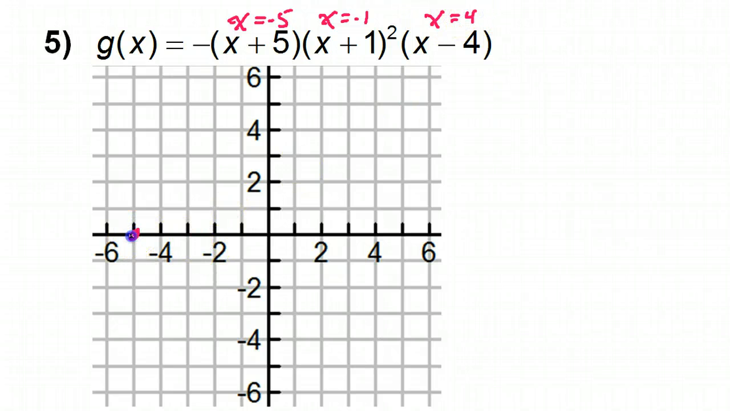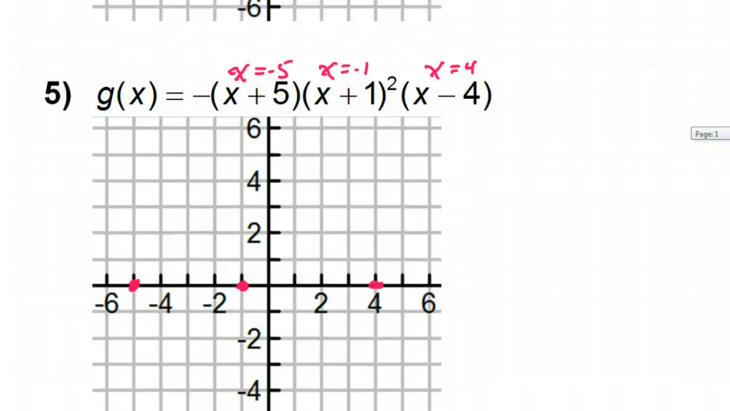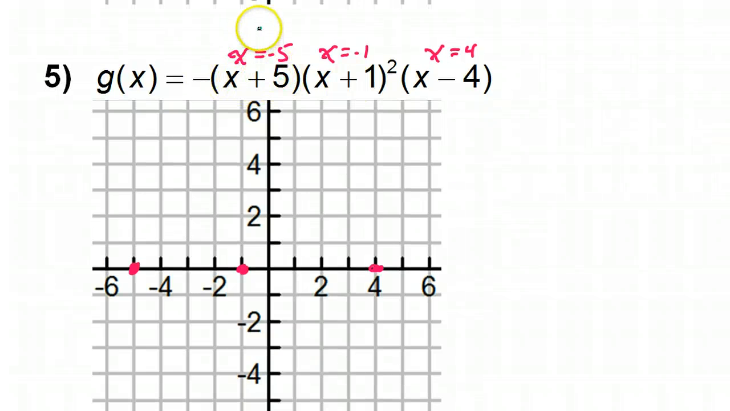We have zeros at x equals -5, x equals -1, and x equals 4. So there's -5, -1, and 4. Okay? This is just going to go straight through because it's a single. This is going to be a bounce because it's a double. And this is going to go straight through because it is a single.